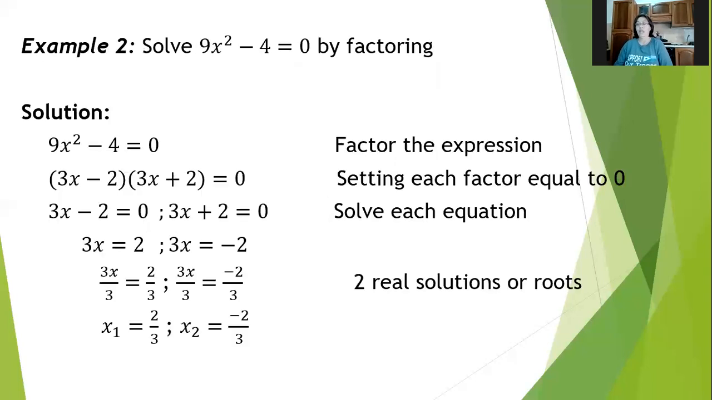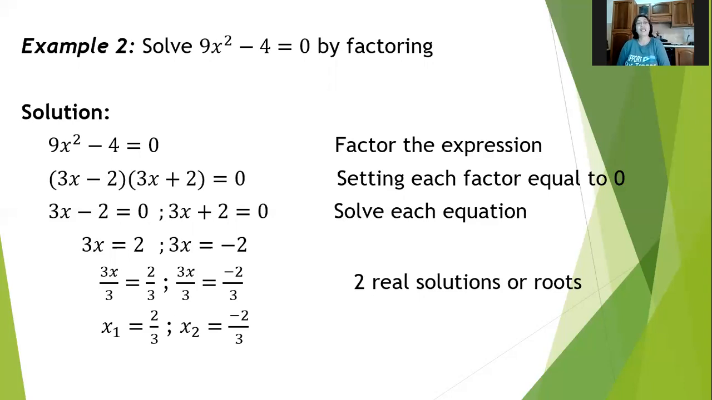Okay. Next, number 2. Solve 9x squared minus 4 is equal to 0 by factoring. As I've said, if the question is to solve the following quadratic equation or find the solution, we are just finding the value of x. The solution: 9x squared minus 4 is equal to 0. Factor the expression. The factor of 9 is 3. The factor of x squared is x.